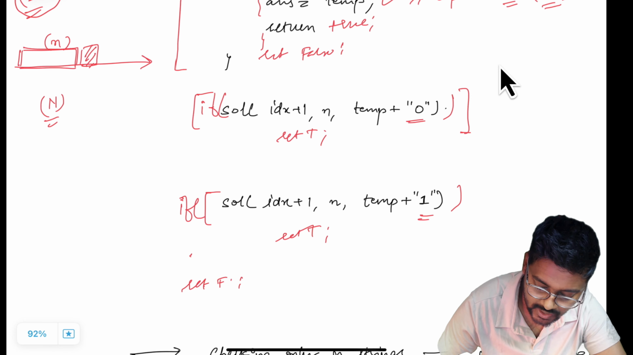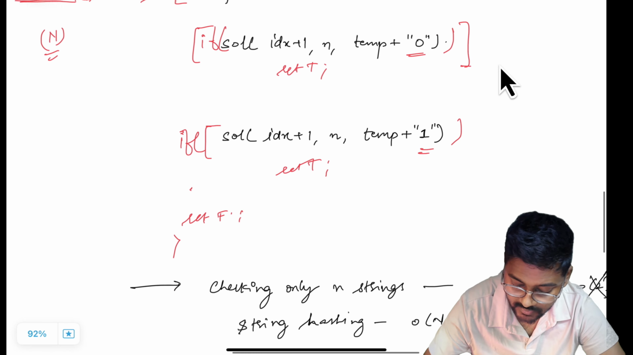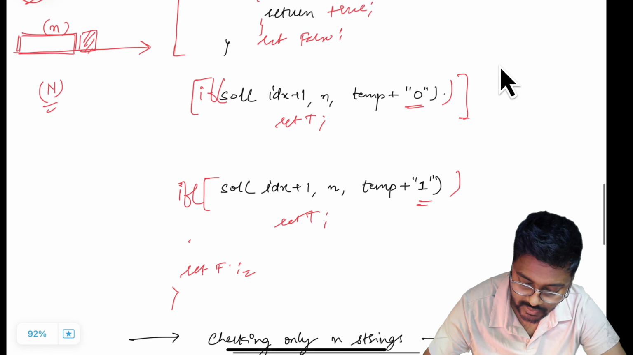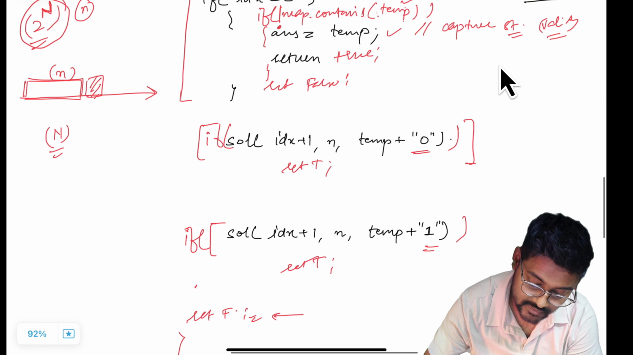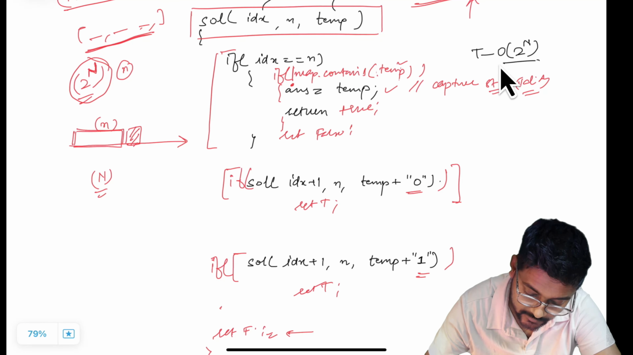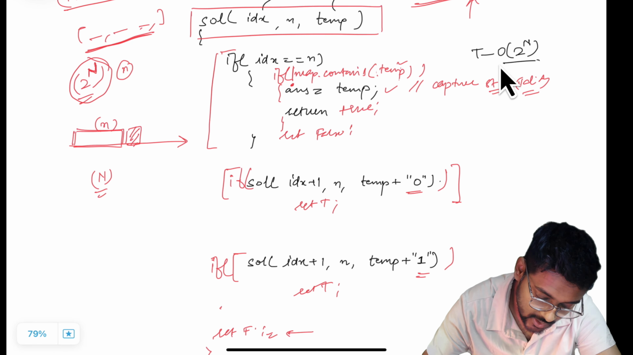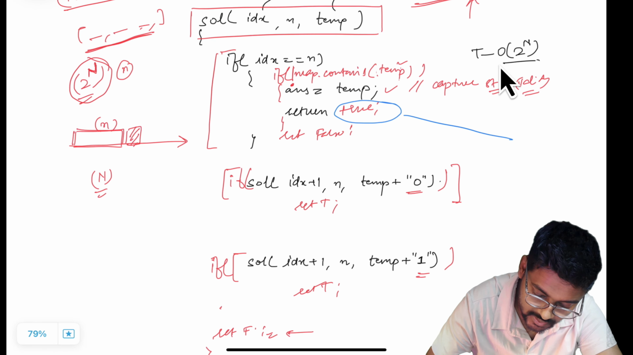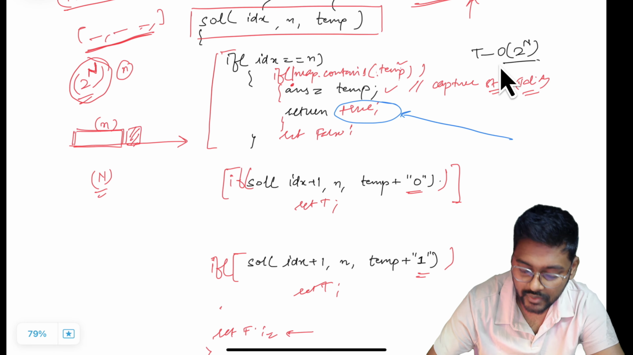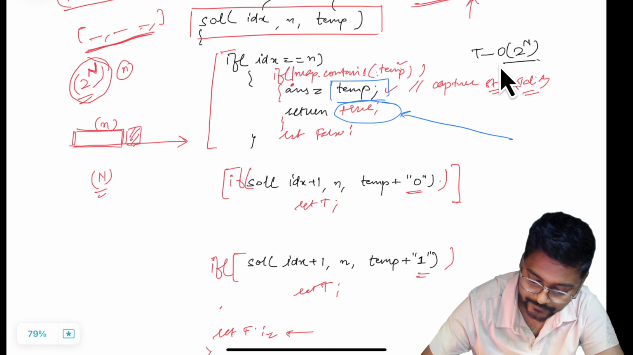Otherwise, return false. I have not got my answer. But this will not be. The function call will not come here because we'll definitely have the answer. So yeah, this is something we have to do. What we are doing now, we are closing the recursion tree whenever we are encountering a valid temporary string.